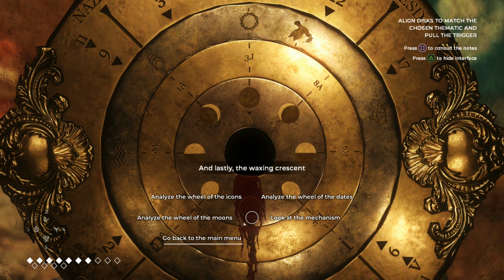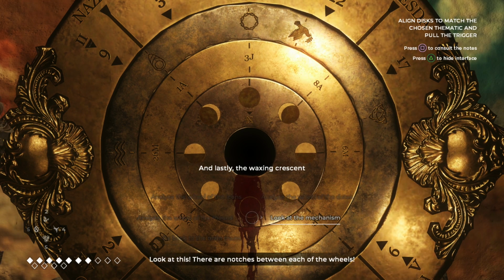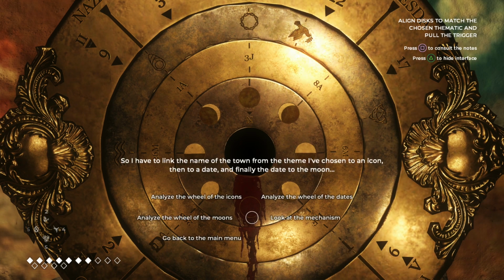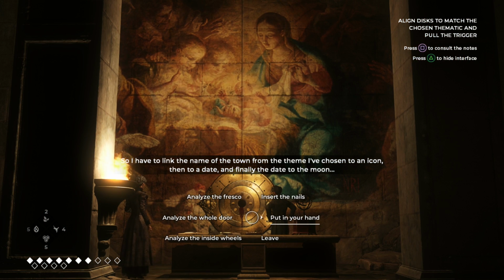Alright, cool. Look at the mechanism. Look at this. They're notches between each of the wheels. So, I have to link the name of the town from the theme I've chosen to an icon. Then to a date. And finally, the date to the moon. That's okay. Well, let's try this. How do I, like, move the wheels? Align discs to match the chosen thematic and pull the trigger.